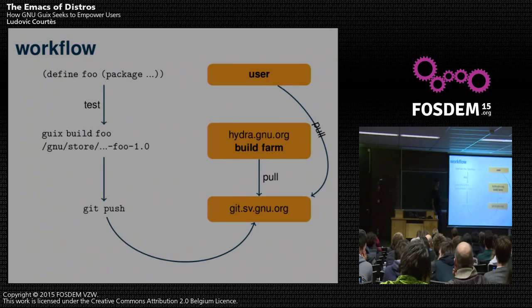In addition, we also have a build farm, which is basically doing continuous integration of the distribution. From there, you can fetch binaries if you want to. The tool will automatically use binaries if they're available, and if they're not available, it will build things locally. So that's kind of a different workflow from Debian, for instance.